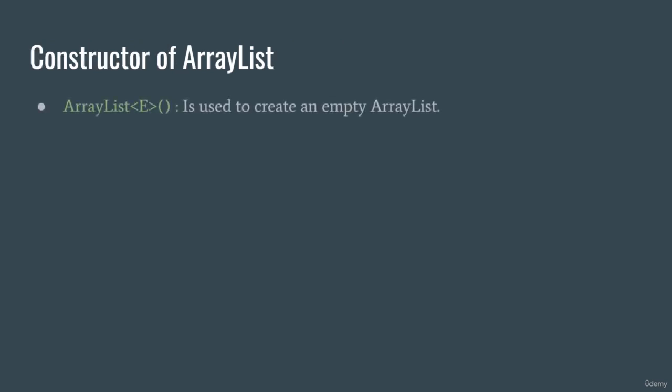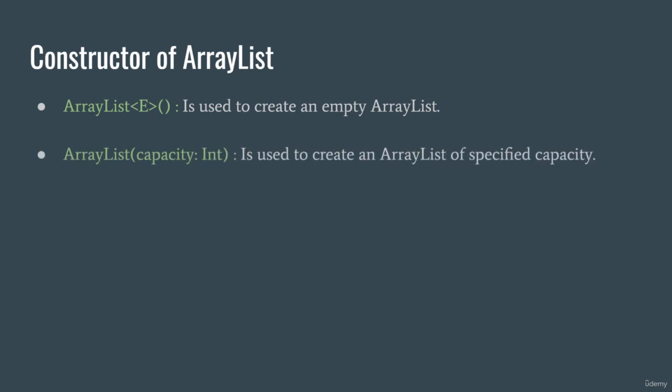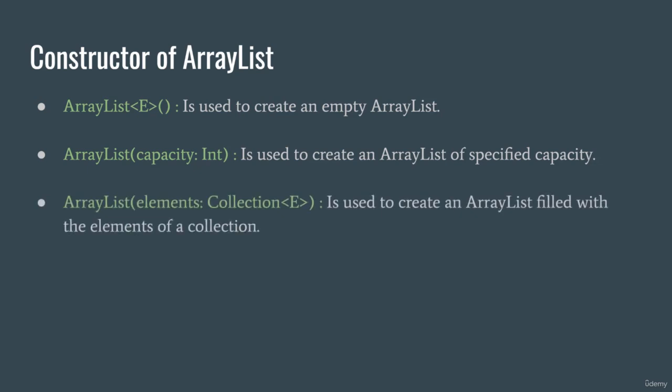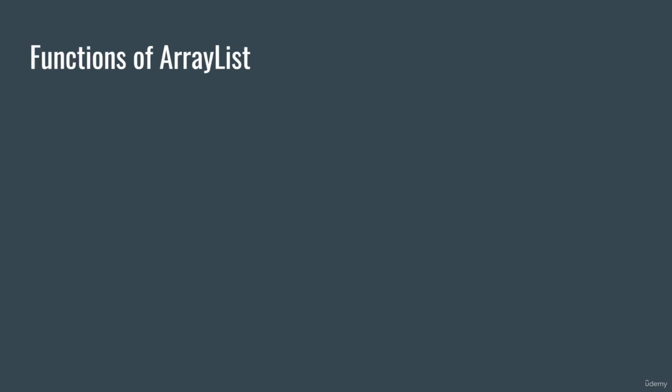The constructor of an array list looks like this. Either it is used to create an empty array list, so that's the basic constructor. Then you have another constructor where you can actually pass in the capacity, so you can say what the maximum amount of elements that can fit into this array list should be. And then you can create an array list based on a collection, so you can fill it with the elements of a collection and use it then as you need it.